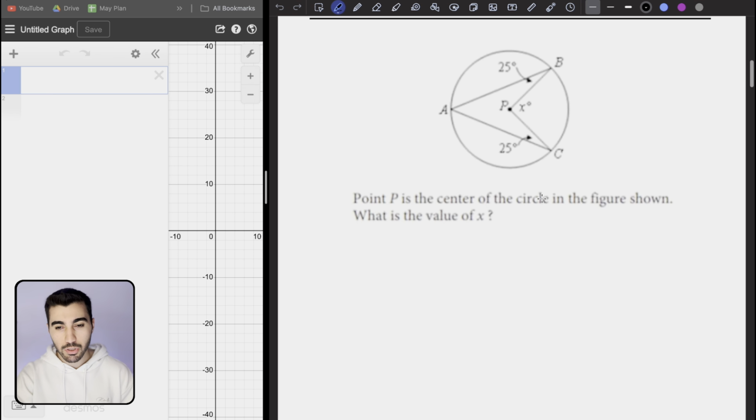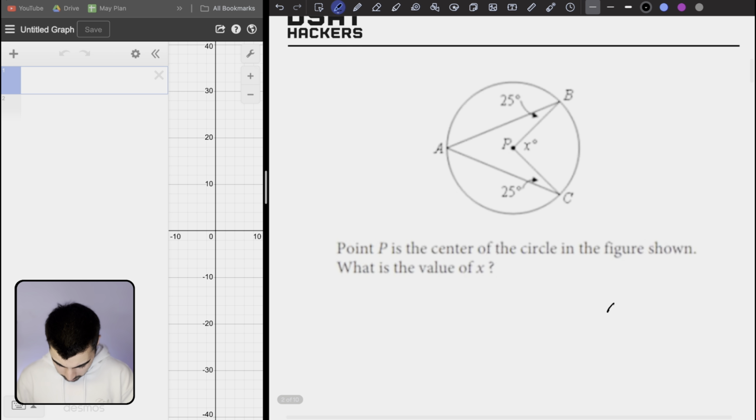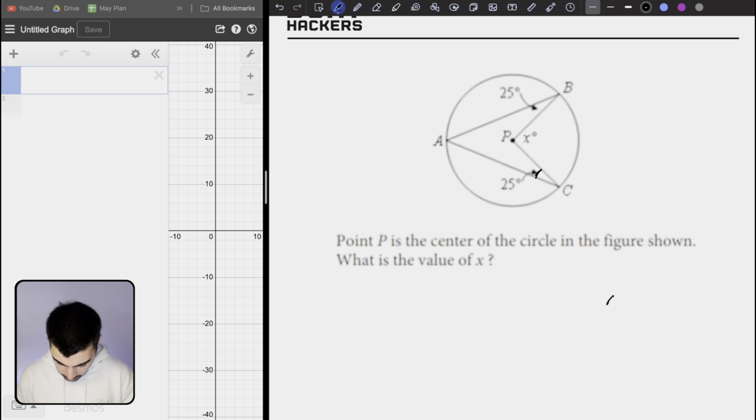All right, now the first type of question we will go over is properties of circles. So here is the first question that we have. The question says the point P is the center of the circle in the figure shown. What is the value of x? So we're looking for the value of x, and P is the center of the circle. These angles are 25. So this is 25, and here is 25.